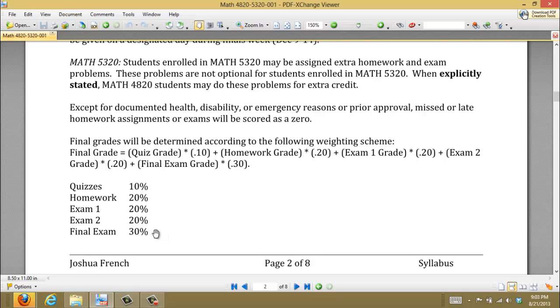So it's still a pretty hefty chunk. It's not one of those things where you can just shirk it off at the end of the semester. It can definitely affect your grade for the better or for the worse.